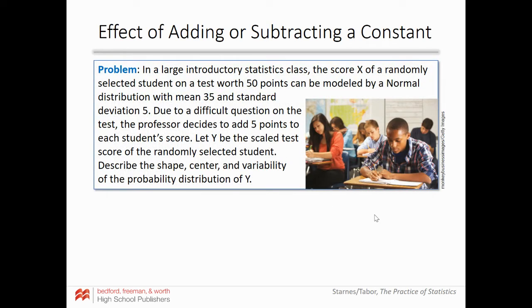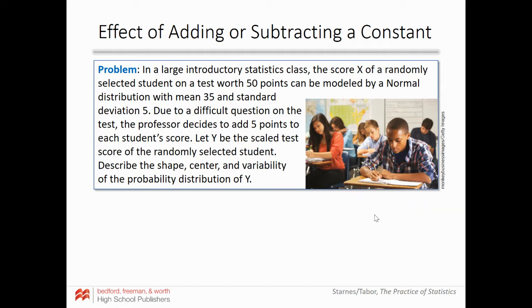So in a large introductory statistics class, the score X of a randomly selected student on a test worth 50 points can be modeled by a normal distribution with a mean of 35 and a standard deviation of 5. Due to a difficult question on the test, the professor decides to add 5 points to each student's score. Let Y be the scaled test score of the randomly selected student. Describe the shape, center, and variability of the probability distribution.